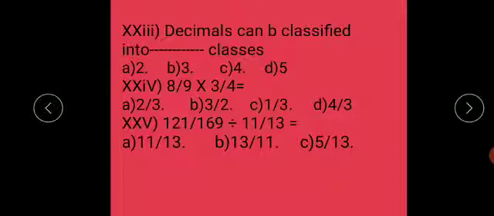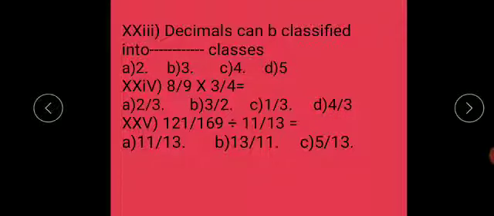23rd part is decimals can be classified into dash classes. First option is 2, second is 3, third is 4 and the fourth is 5. 24th part is 8 over 9 multiplied by 3 over 4 is equal to 2 over 3, 3 over 2, 1 over 3, 4 over 3.